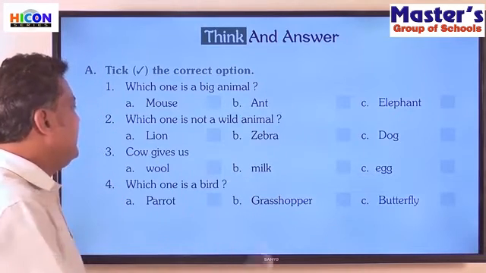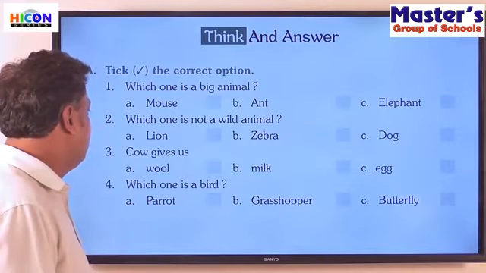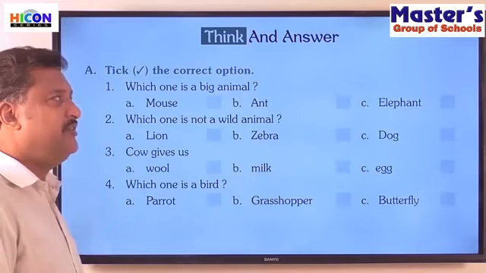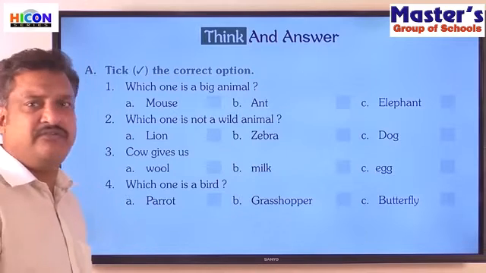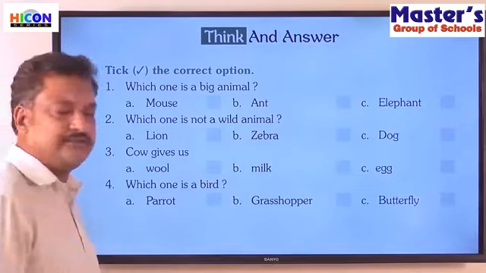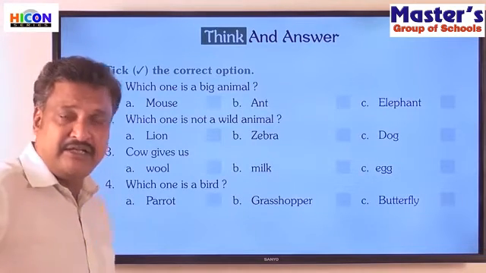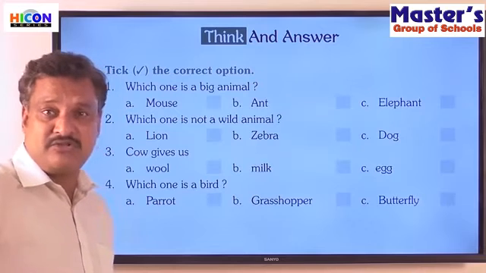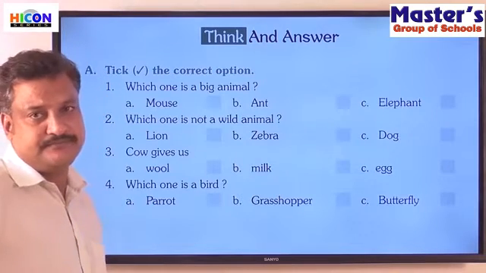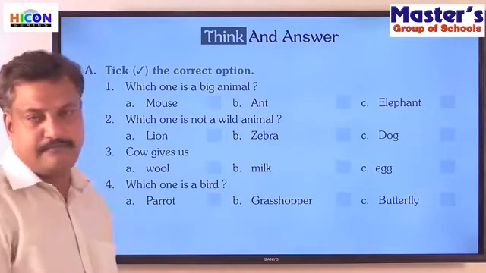So first one is lion. Lion is called the king of the forest, isn't it? So it's living in a forest. Second is a zebra. Zebra also lives in the forest, so that is also not the right answer. Third one is a dog. Dog is a domesticated animal. We grow them as a pet also, isn't it? So what is the right answer? Dog.